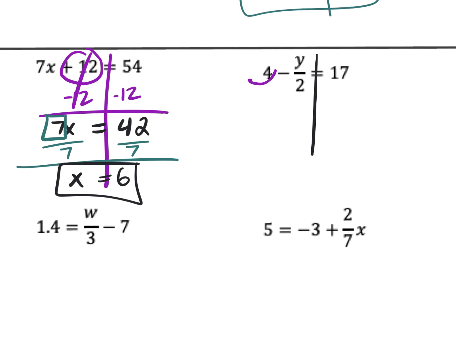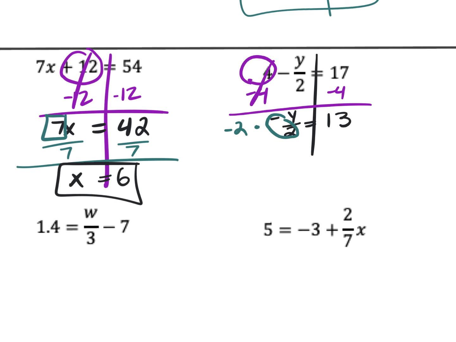So here my constant is a 4. It's a number by itself. To make 4 into 0, I'm going to subtract 4. We still have negative y over 2 equals 13. Okay, this minus can go with the 2. I'm dividing by negative 2, so I'm going to multiply by negative 2. And get that y equals negative 26.